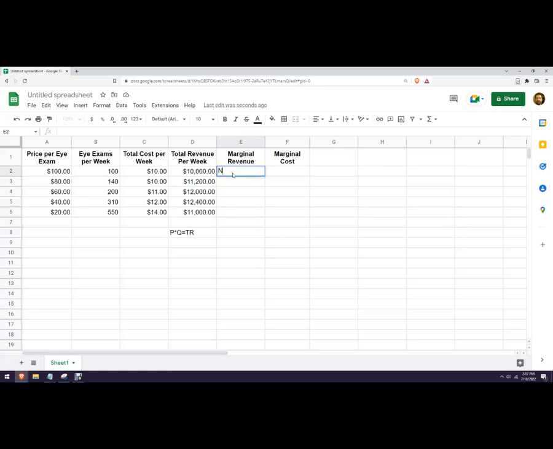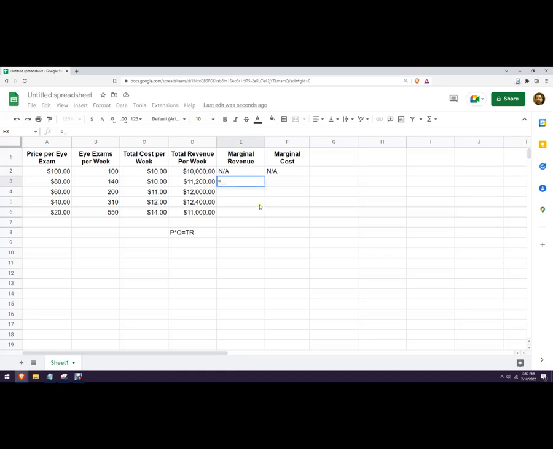So I don't have a marginal revenue here because I don't have anything to compare it to. I don't know if I raise the price of eye exams to $150 per week. I don't know how many I would sell. Or service, I suppose. So I don't have anything to compare it to. So I'll just do that. All right. So in this one, marginal revenue is the difference between here and here.